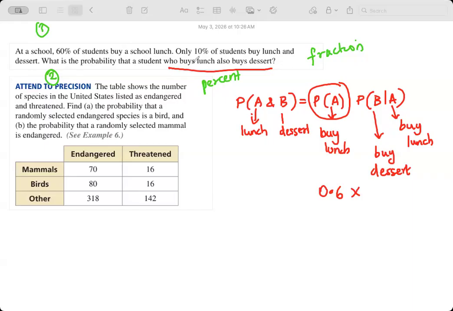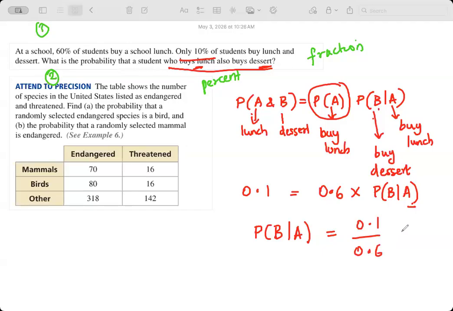What is the probability that a student who buys lunch also buys dessert? This is what you want to find out. Given A has occurred, so he is buying lunch, that has occurred, but you want to know the probability that he buys dessert. But both occurring is 0.1. Now what do I do? P of B given A has occurred will be equal to 0.1 by 0.6, which is 1 by 6.